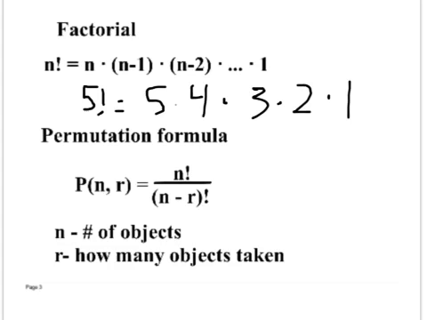Now, we have a permutation formula. In the permutation of a number, the n would be your number of objects. R is how many objects are taken. This is like if you don't use all the cities. In the problem before, we used all the cities. We have 5 to pick from, we visited all 5. The permutation formula is for when you have 5 cities to pick from and you only use 3 of those cities. What you do is n factorial, so the number of objects factorial, over n minus r factorial. And we're going to do a problem like that here in just a second.